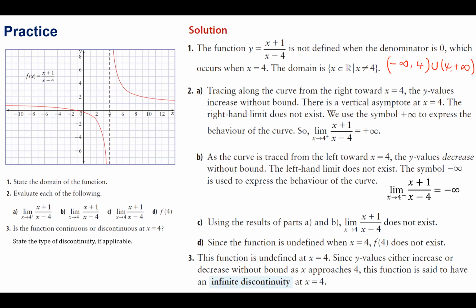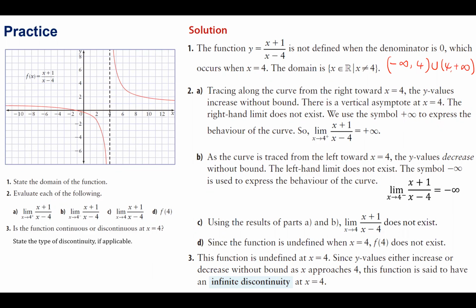Okay, question 2. Tracing along the curve from the right towards x equals 4, the y values increase without bound. There is a vertical asymptote at x equals 4, right? So we have learned how to draw the graph of this function in MHF4U, right? In our previous course.